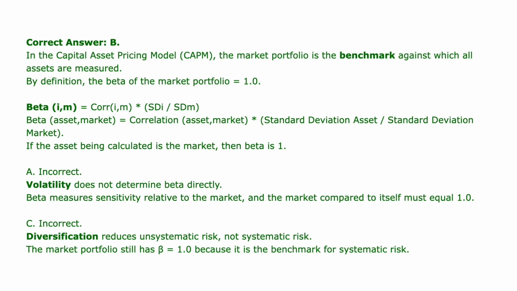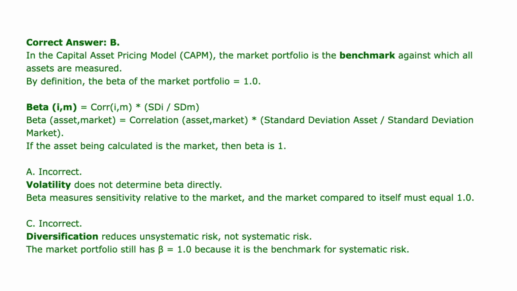By definition, the market portfolio's beta equals 1.0 because it is the benchmark against which all other assets are measured. When calculating beta for the market against itself, the formula yields 1.0. Option A, volatility is not equal to beta. The market may have volatility, but its beta relative to itself is always 1.0.